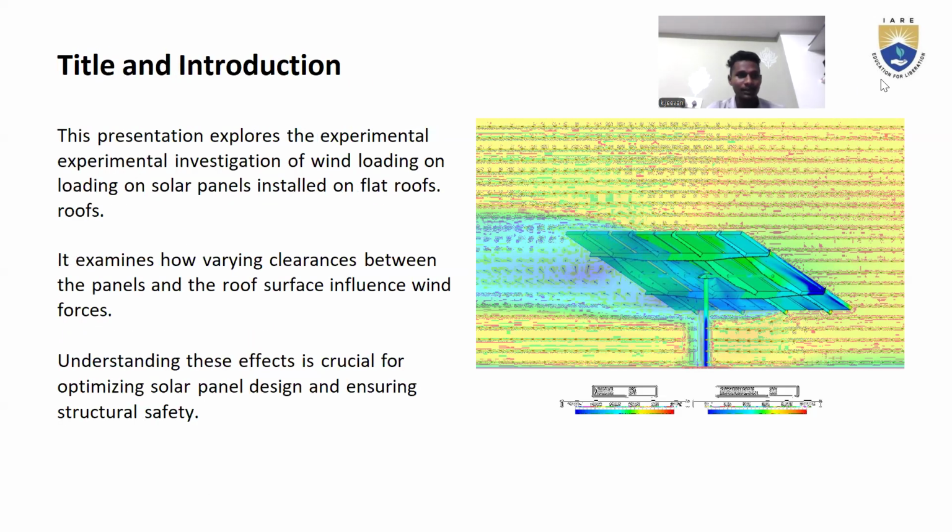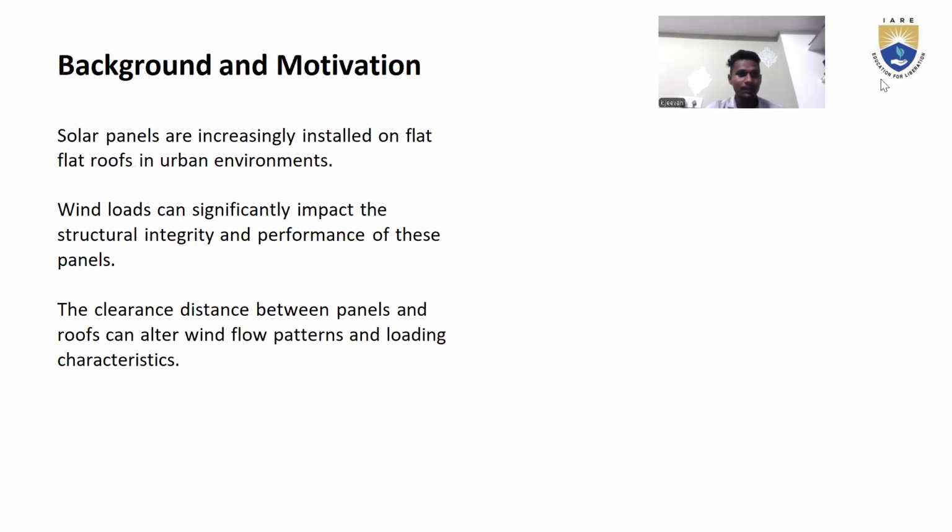Title and introduction. The presentation explores the experimental investigation of wind loading on solar panels installed on flat roofs. Background and motivation. Solar panels are increasingly installed on flat roofs in urban environments. Wind loads can significantly impact the structural integrity and performance of these panels. The clearance distance between panels and roof alters the wind flow patterns and loading characteristics.